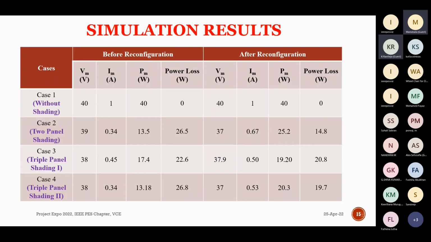Simulation result. In case 1, there are no power losses because no panels are shaded. In the second condition, the power is reduced, and after the reconfiguration the power is enhanced up to 25.2 watts. In the triple panel shading, 3 panels are partially shaded in this condition. The power will be 22.6. After the reconfiguration, the power is enhanced to 19.2. The power loss is 20. It is the same for case 4 also.